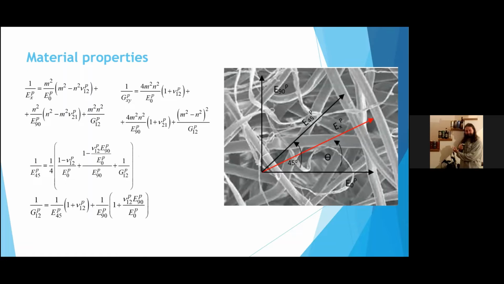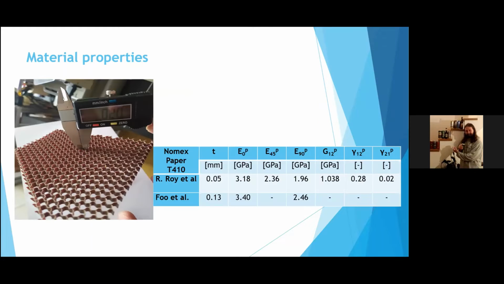So here, this is what I was telling about its orthotropic behavior and the formulas which at some point we will be using to simulate its fatigue behavior. And here you can also see those properties if anybody is interested, and how the honeycomb mesh actually looks.